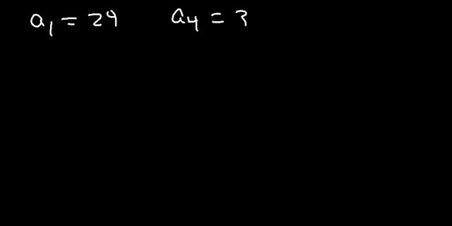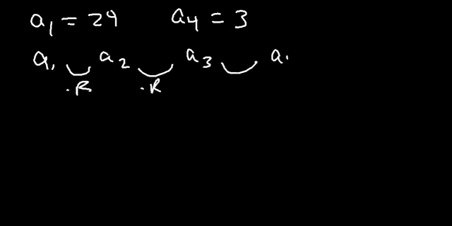So now let's try another example like this, but using a geometric sequence. Let's say the first term is 24, and the fourth term is 3. To go from a1 to a2, we need to multiply by the common ratio. To go from a2 to a3, we need another common ratio. And from a3 to a4, we need another one.